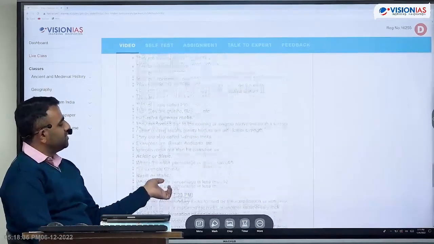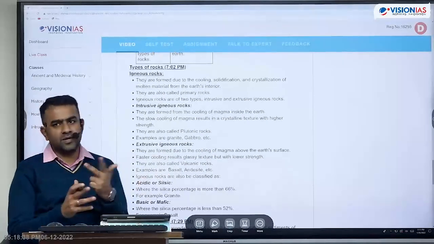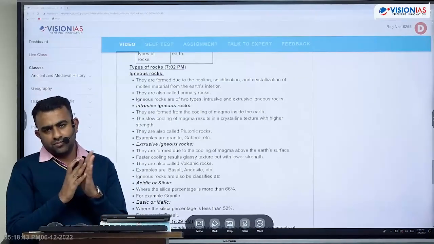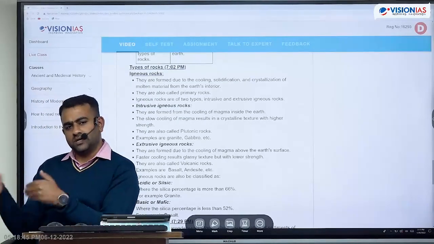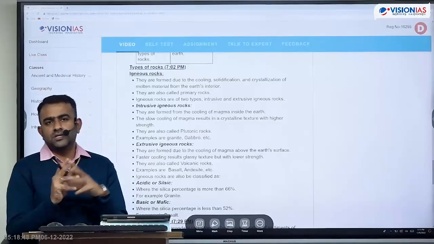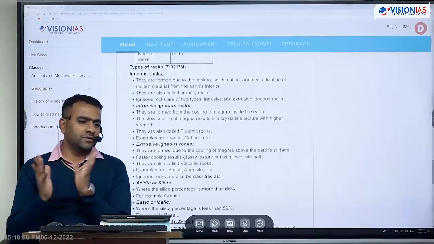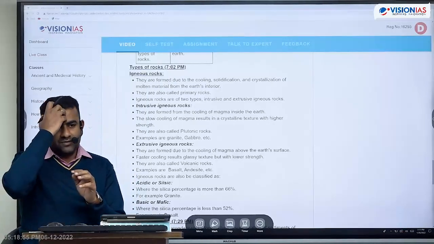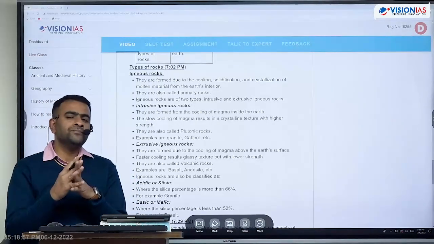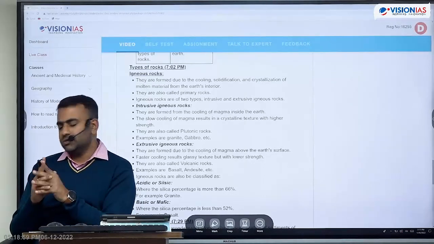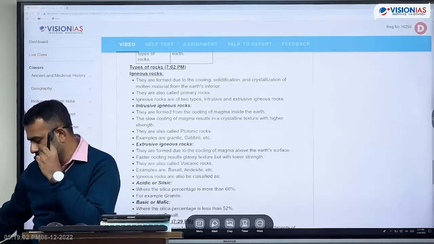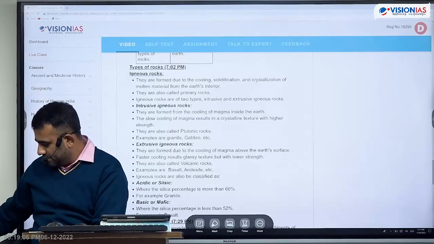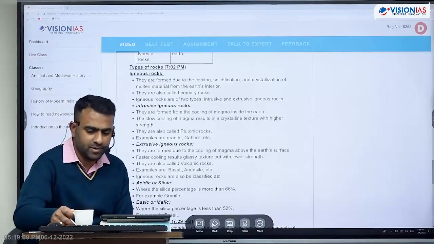So we have different types of rocks. The next topic: igneous, sedimentary and metamorphic rocks. We studied the difference between rocks and minerals. Rocks are aggregates of minerals, minerals are aggregates of elements. There is no single chemical formula for rocks, whereas minerals can be defined using a single chemical formula. So three types of rocks: igneous, sedimentary and metamorphic. Igneous rocks are those which are formed directly from the magma.